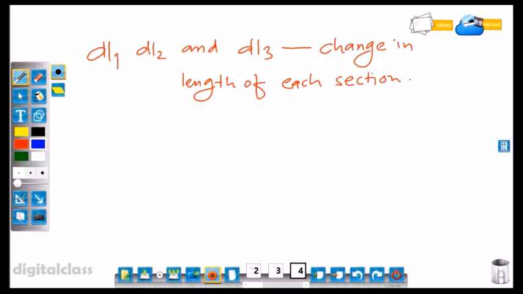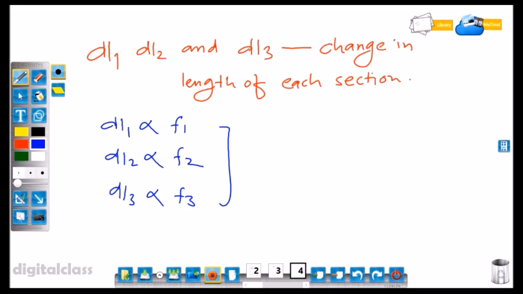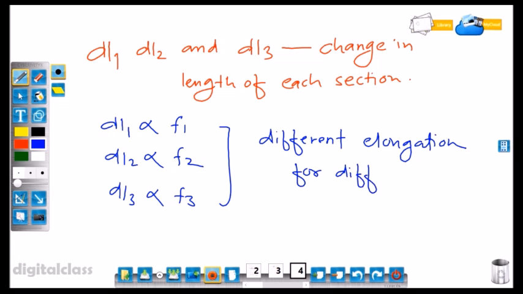Delta L1 is directly proportional to F1, that is the force in section 1. Delta L2 is directly proportional to F2, the force in the second section, and delta L3 is directly proportional to F3, that is the force in the third section. Different elongation of each section is due to a different amount of force or load.